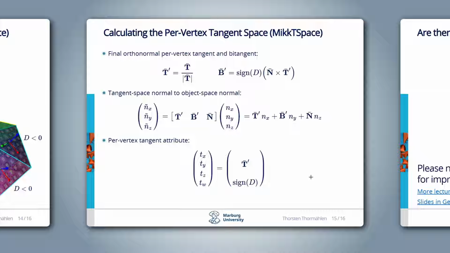Alright, that concludes the theoretical part. We move on to the practical part and implement a tangent space normal mapping in GLSL.